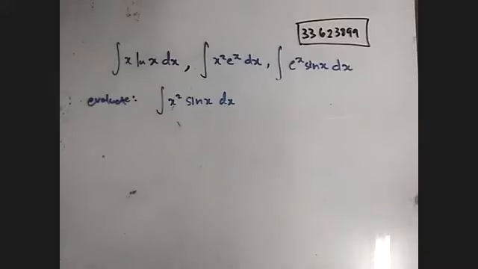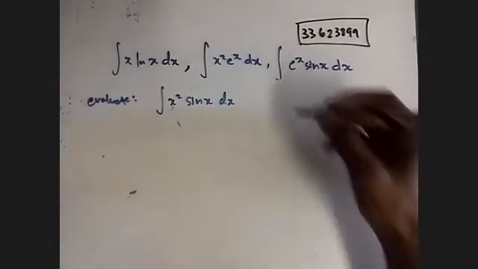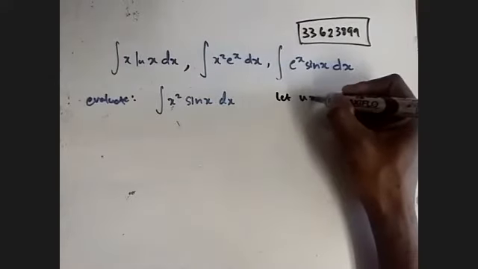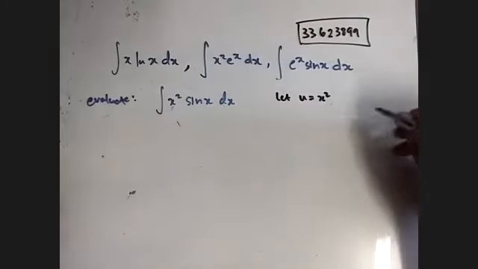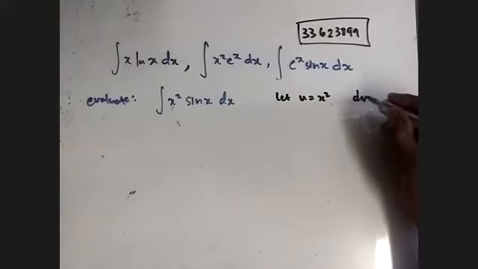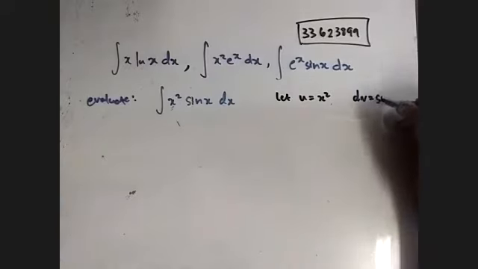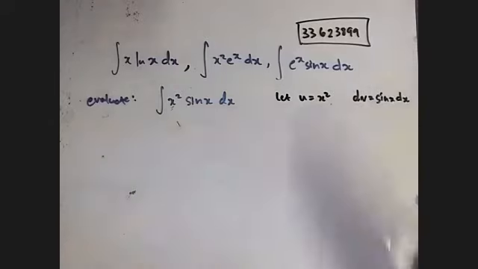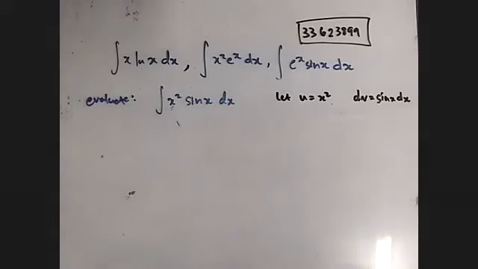Oh yes, 3 3 6 2 says that we have to let u be equal to x squared, and let dv be equal to sine x dx. Okay, thank you very much.